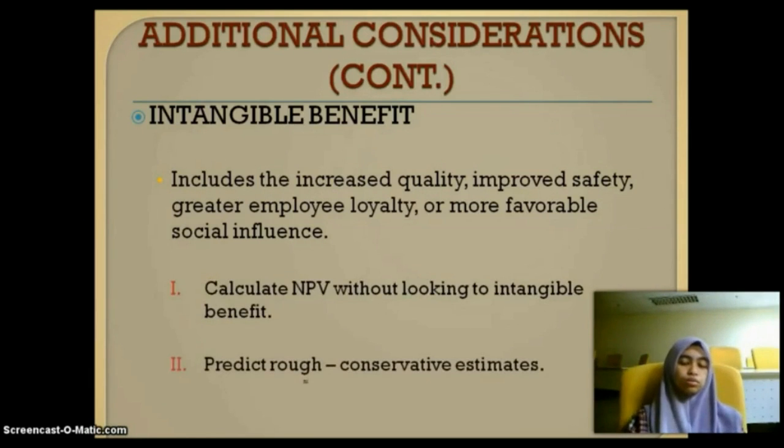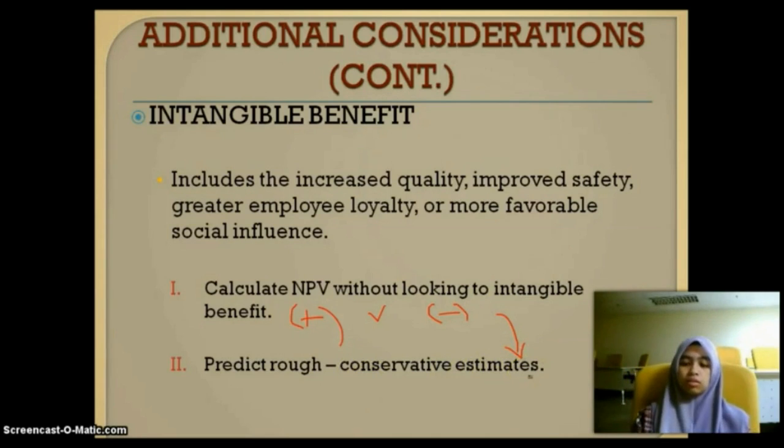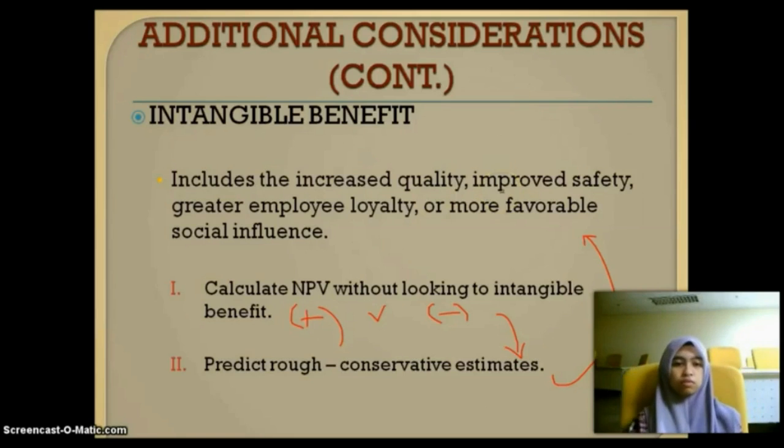There are two approaches in estimating this intangible benefit: calculating NPV without looking at the intangible benefit, and predicting growth using conservative estimates of the intangible benefit. First, we have to know that when calculating the NPV without the intangible benefit, if the NPV is positive, the company will accept the proposal, while if it is negative, the company will use these conservative estimates of the intangible benefit. This includes the increase of quality, improvement of safety, and so on.